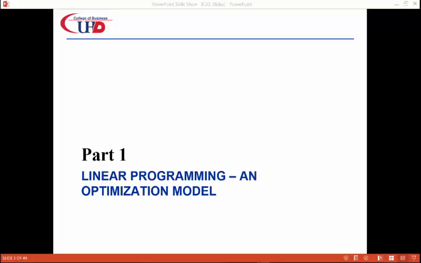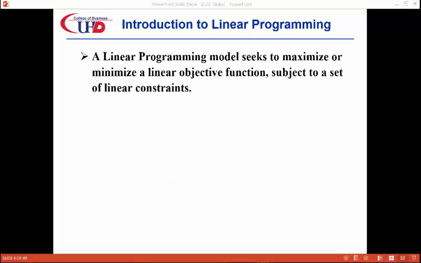In this part, let's try to understand what linear programming is, and try to set up a linear programming model based on some simple setting. For linear programming, the basic thing you need to know is that it is an optimization model. Optimization means either to maximize or to minimize an objective function.